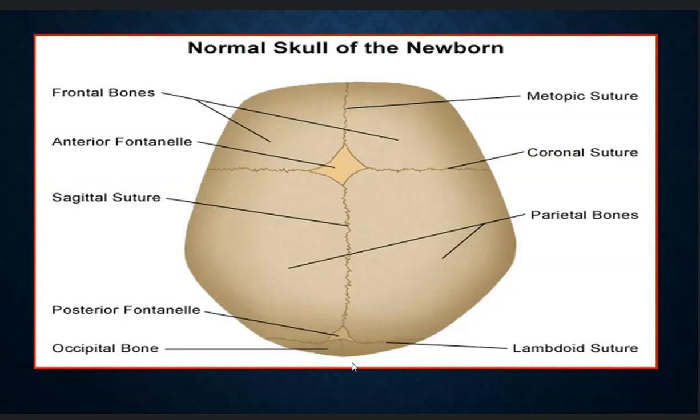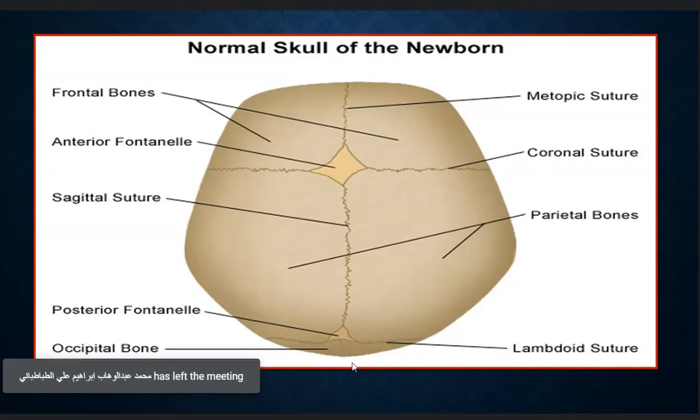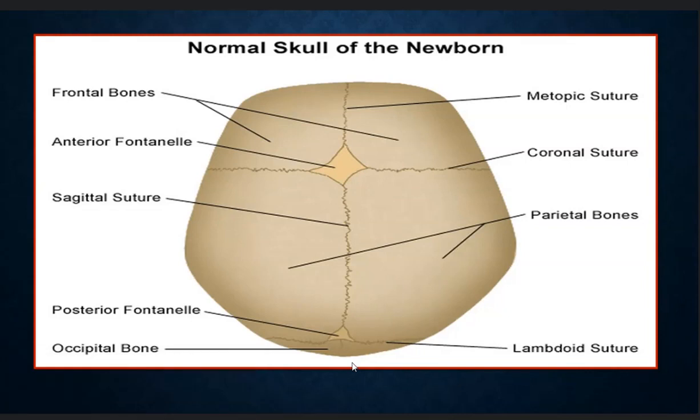Normally, the posterior fontanelle should close in the first 3 months of life, while the anterior fontanelle may still be open until the age of 18 months, but it may close earlier. So these are the normal sutures of the skull, and these are the normal fontanelles.